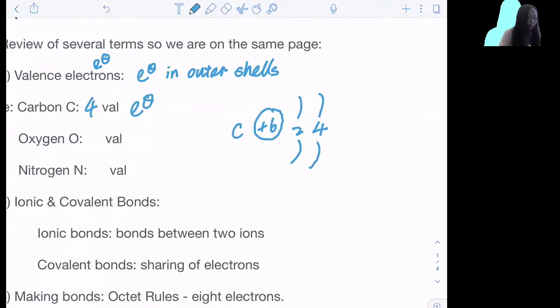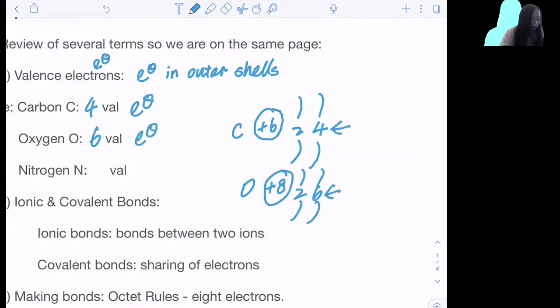Similar things apply to oxygen. Oxygen has 6. Oxygen is positive 8, so it's 2, 6. So it's this one, okay? And nitrogen has 5.